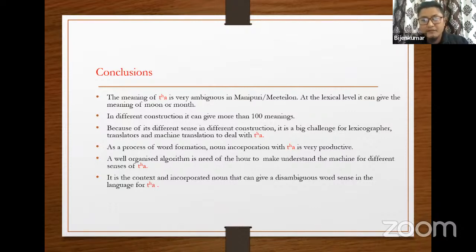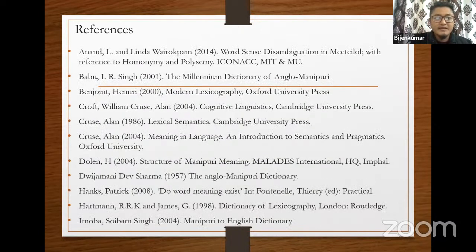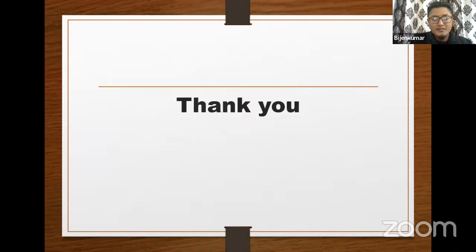for lexicographers, translators, and especially in machine translation, to deal with the Tha. And as a process of word formation that we have shown, noun incorporation with the Tha is very productive. A well-organized algorithm is the need of the hour to make the machine understand the different senses of Tha. It is the context and the incorporated noun that give this ambiguous word sense in the language for Tha. And these are the references for our presentation. Thank you very much for hearing us.